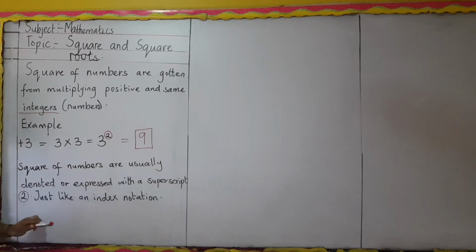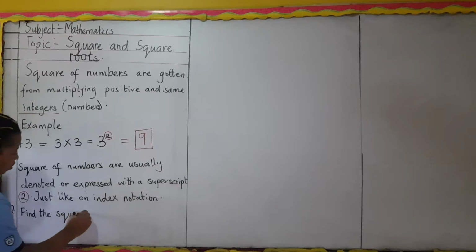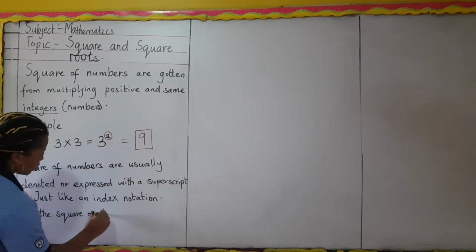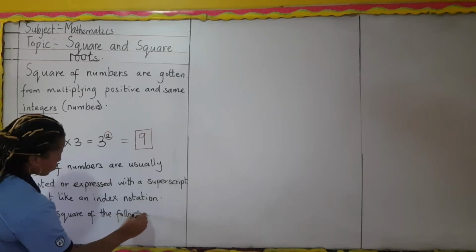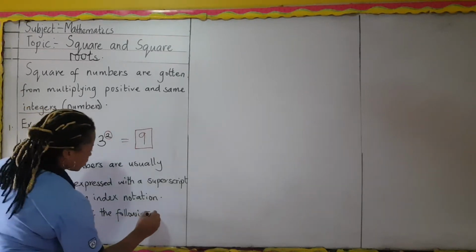So I'm going to give you other examples. Like for example, this is example 1. Other examples, example 2, I have this. Find the square of the following sums.